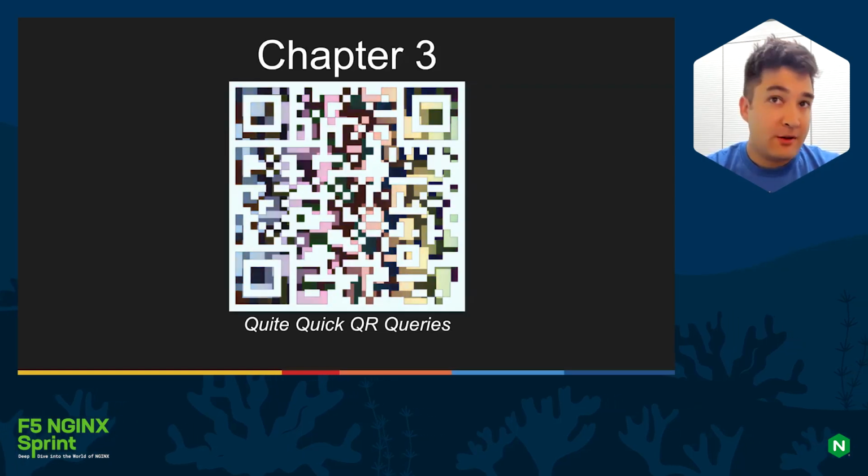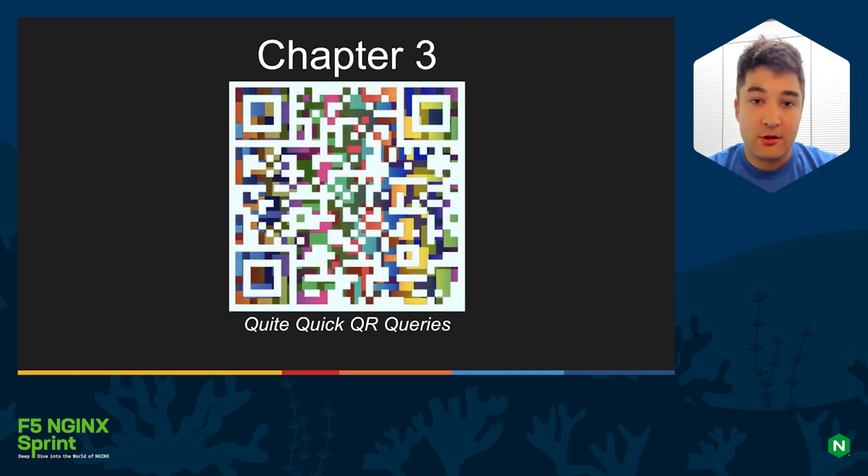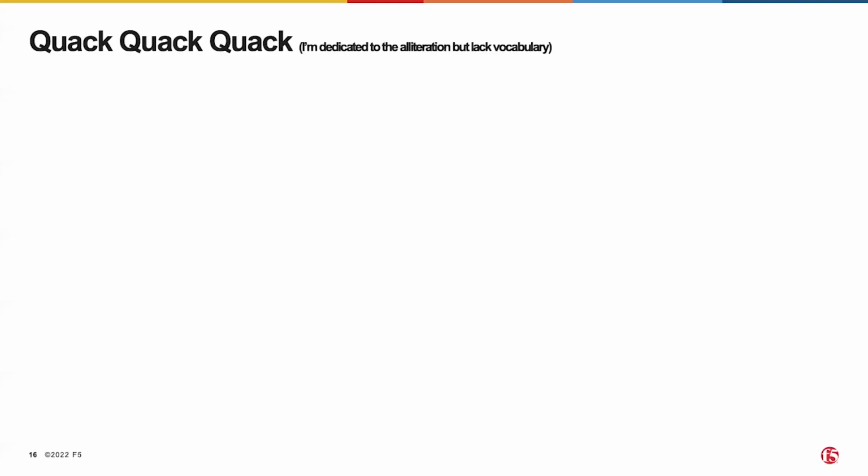The final example doesn't have a fun story. I just thought it was interesting. We're going to use NJS to make NGINX generate QR codes for us. Just like before, we're going to make a plan. And I'm sorry I don't have good alliteration for this slide.